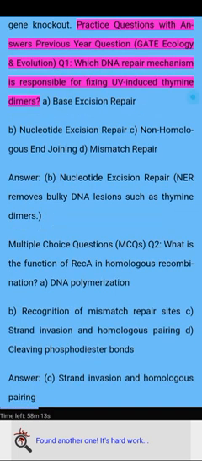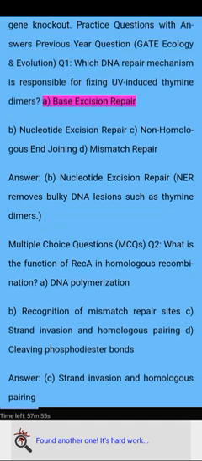Practice questions with answers. Previous year question. GATE Ecology and Evolution. Q1. Which DNA repair mechanism is responsible for fixing UV-induced thymine dimers? A. Base excision repair.